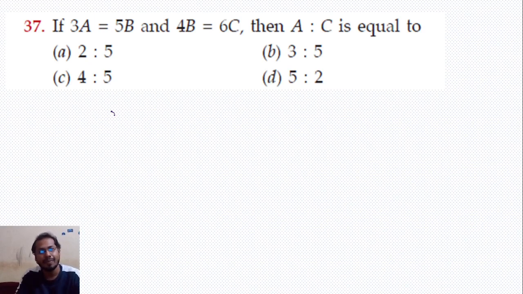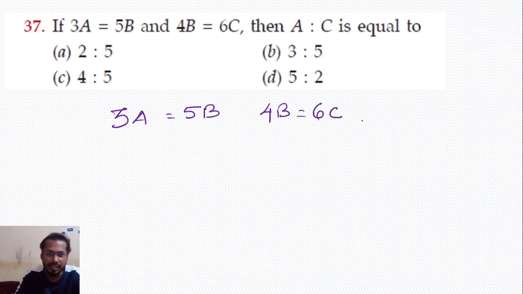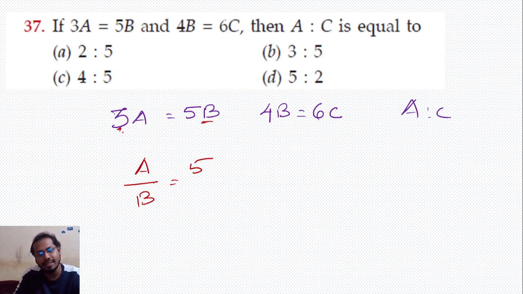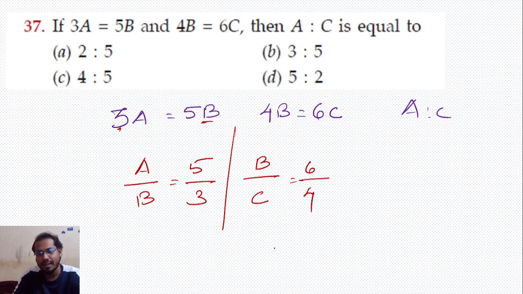Next question. 3A is equal to 5B. Next, 4B is equal to 6C. This is the relation I want to find: A is to C. Look at this. Keep A here and take this B this side. So 5 here, this 3 will be this side. Just exchange it, it went to the denominator. And here, keep B and take C this side, and 6 should be here and 4 in the denominator.